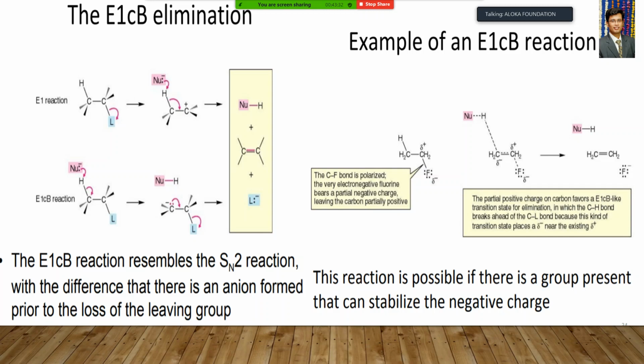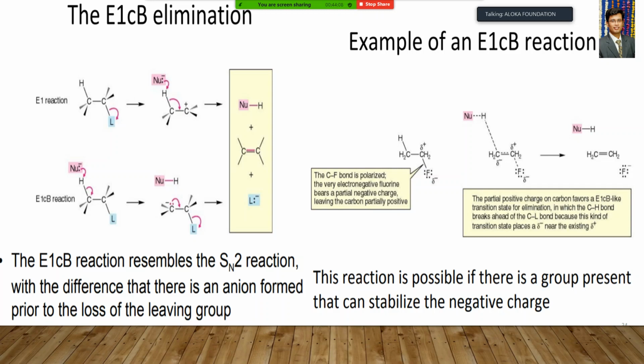So remember very carefully, in the E1CB elimination reaction the first step is formation of an anion, and this reaction takes place when the leaving group is not good. Once the carbanion is formed, it will push out the leaving group from the alkyl halide to give you a double bond. This reaction is possible if there is a group present that can stabilize the negative charge.